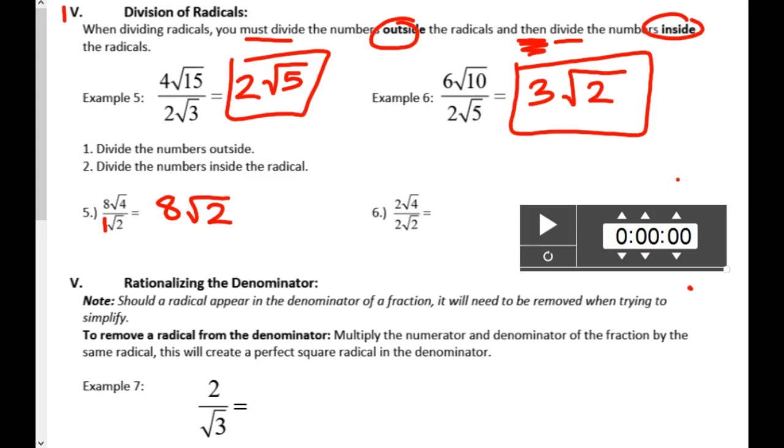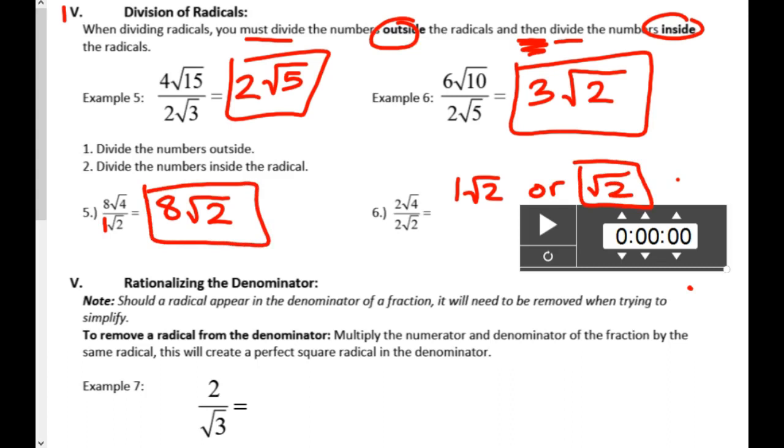Everyone with me? Number 2, 2 over 2 gives me what? 1. Now you can write 1, and then square root of 4 over square root of 2 is square root of 2, since 4 divided by 2 is 2. But normally you don't see a 1 out in front. So typically it would be just square root of 2. Okay? We good so far?